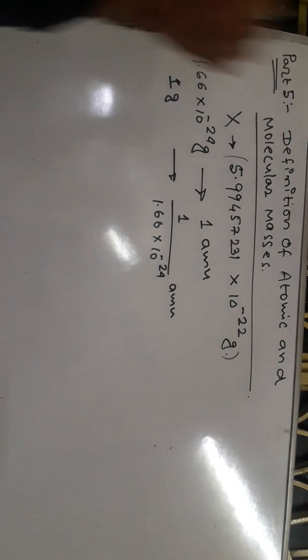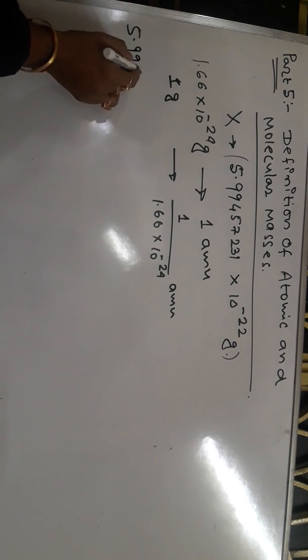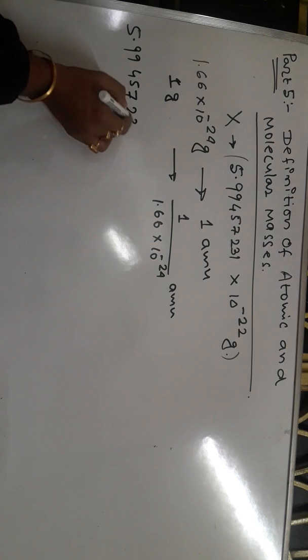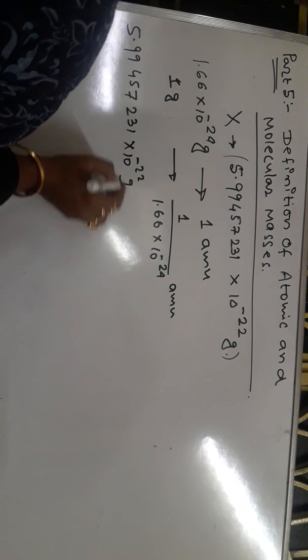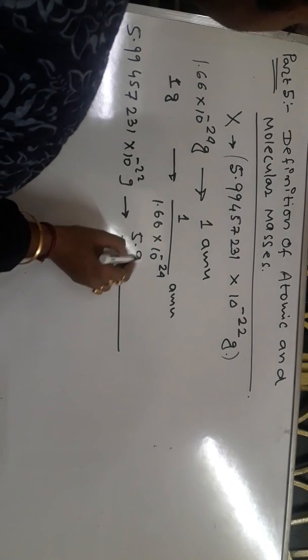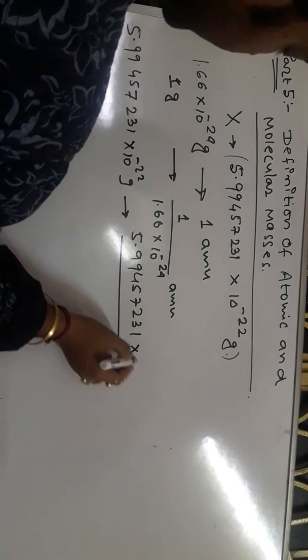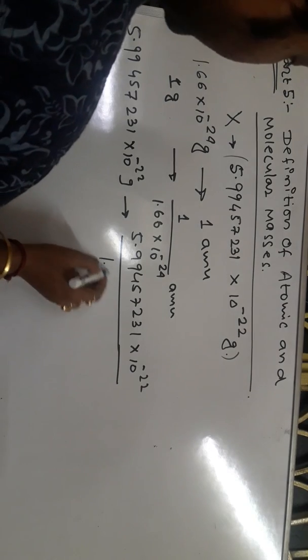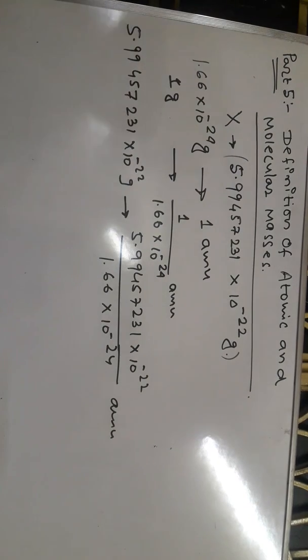So how much gram do we have? We have 5.99457231 into 10 to the power minus 22 gram, corresponding to 5.99457231 into 10 to the power minus 22 by 1.66 into 10 to the power minus 24 AMU. It is very important to know. I need to calculate this.